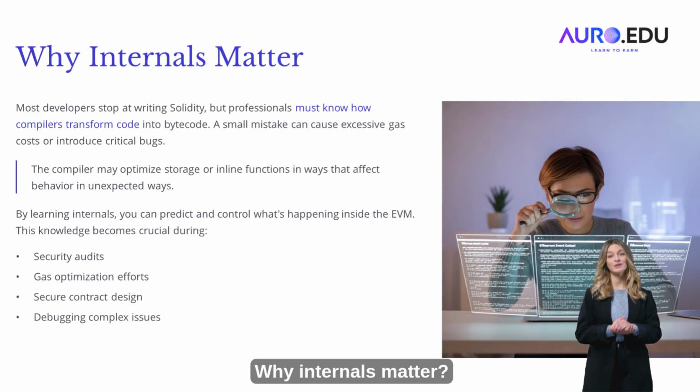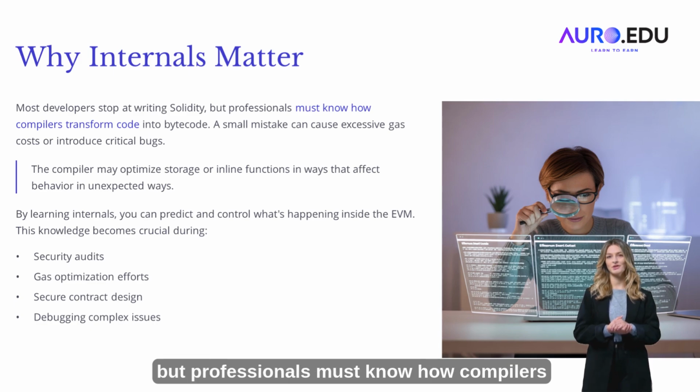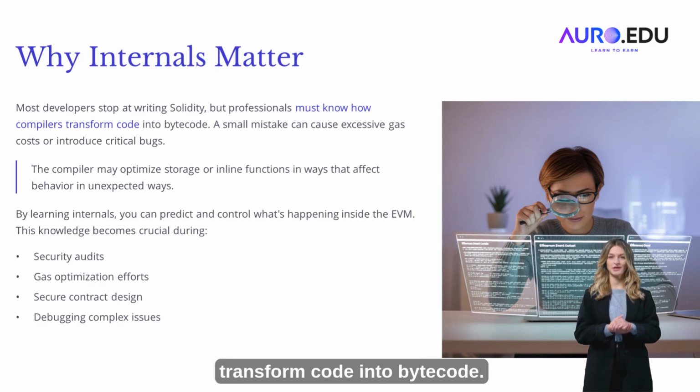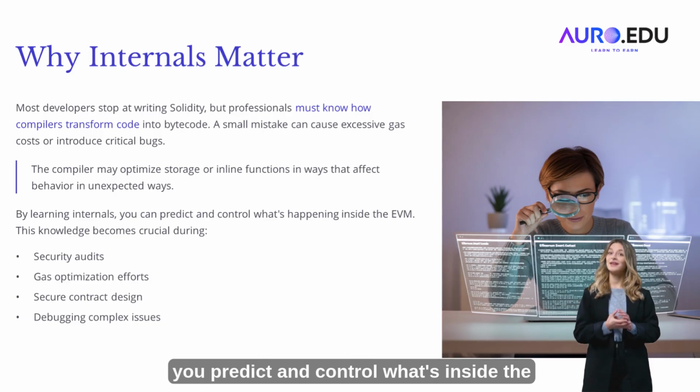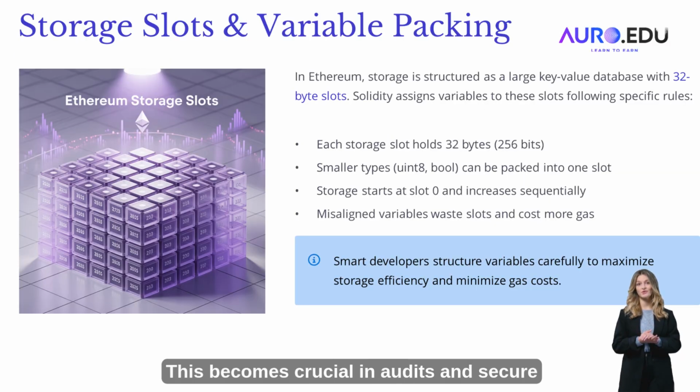Why do internals matter? Most developers stop at writing Solidity, but professionals must know how compilers transform code into bytecode. A small mistake can cause gas costs or bugs. For example, the compiler may optimize storage or inline functions, affecting behavior. By learning internals, you predict and control what's inside the EVM. This becomes crucial in audits and secure design.